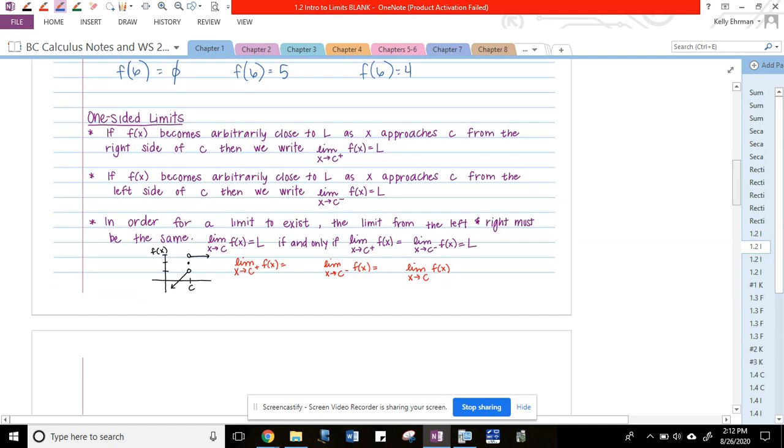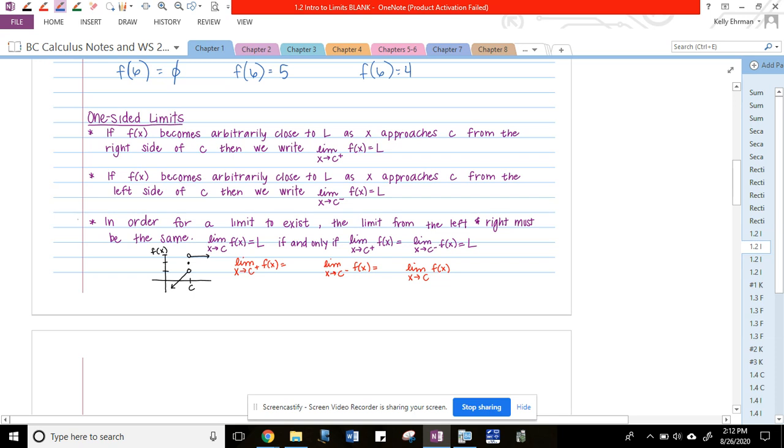Sometimes we're interested just in one-sided limits, and so this is more about the notation than anything else. If f of x becomes very close to L as x approaches C from the right side of C, then all we do is add this little plus. It's kind of like a superscript, almost in an exponent position. The limit as x approaches C from the right of f of x equals L. If x is approaching C from the left side, then we use similar notation, the limit as x approaches C with this little negative sign right here of f of x, that would also equal L.